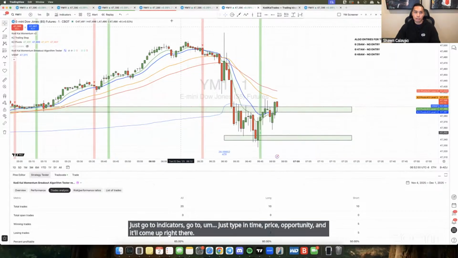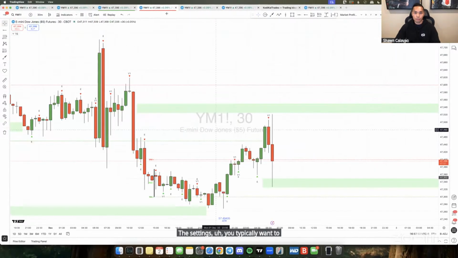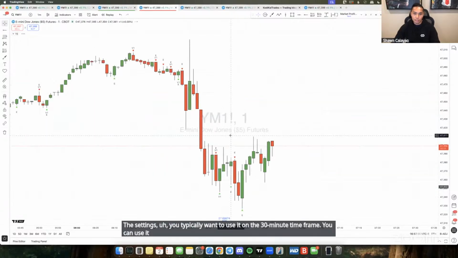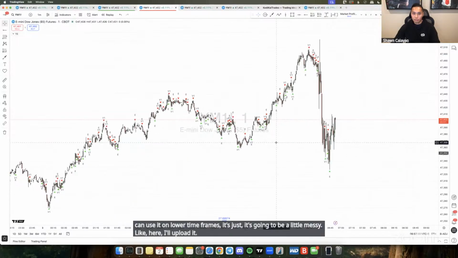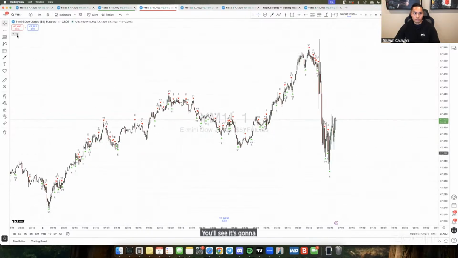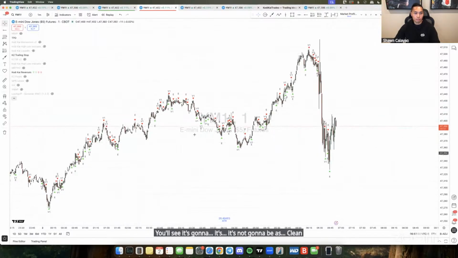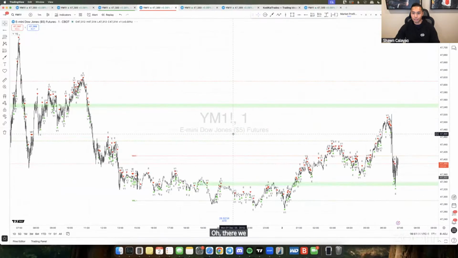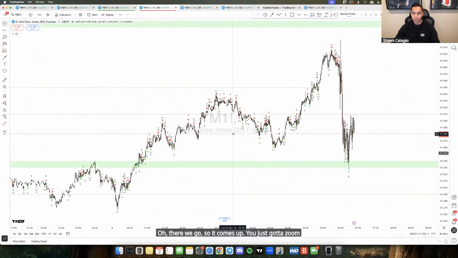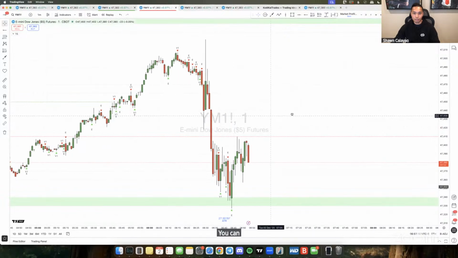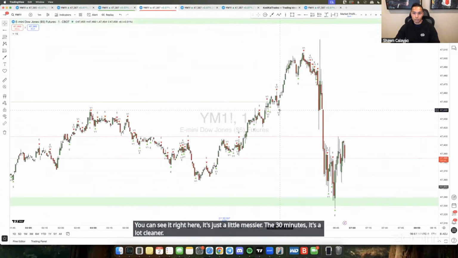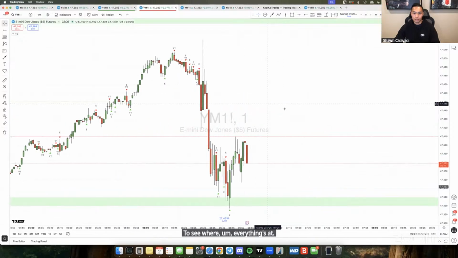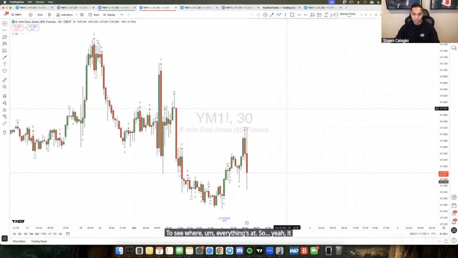The settings, you typically want to use it on the 30-minute time frame. You can use it on lower time frames. It's going to be a little messy. Like here, I'll upload it. You'll see it's not going to be as clean. Actually, it doesn't even come up. Oh, there we go. So it comes up. You just got to zoom out and then come back in. You can see it right here. It's just a little messier. The 30 minutes, it's a lot cleaner to see where everything's at.